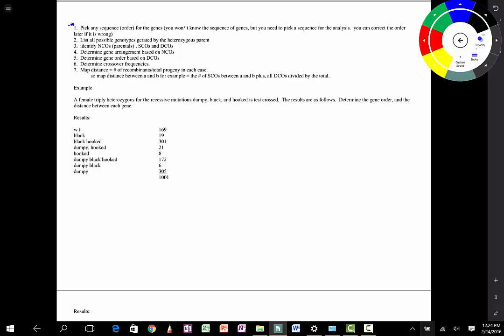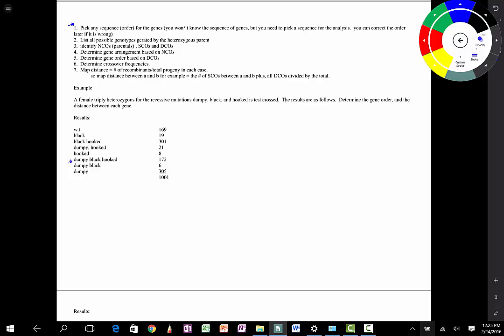In this case, black could be in the middle, hooked could be in the middle, or dumpy could be in the middle. The way they wrote these out, if you look at this one down here, it says dumpy, black, hooked. So we'll keep that one in the middle, and that'll be our starting point. Now that doesn't necessarily mean it's the right starting point, so that's important to keep in mind.